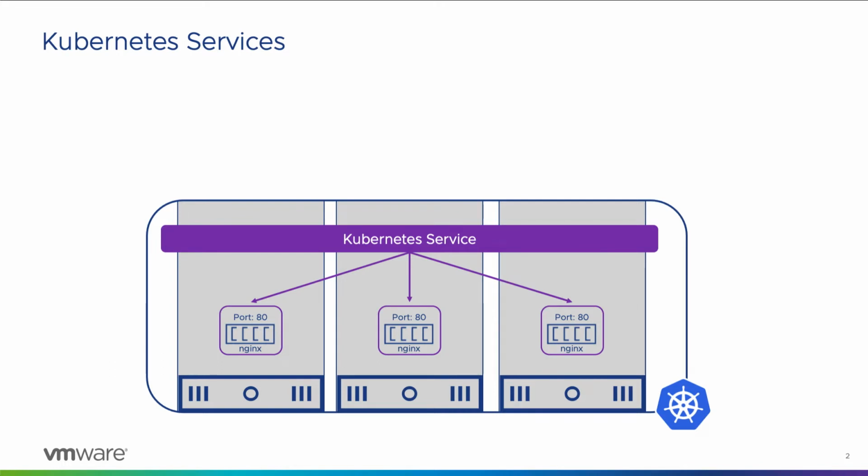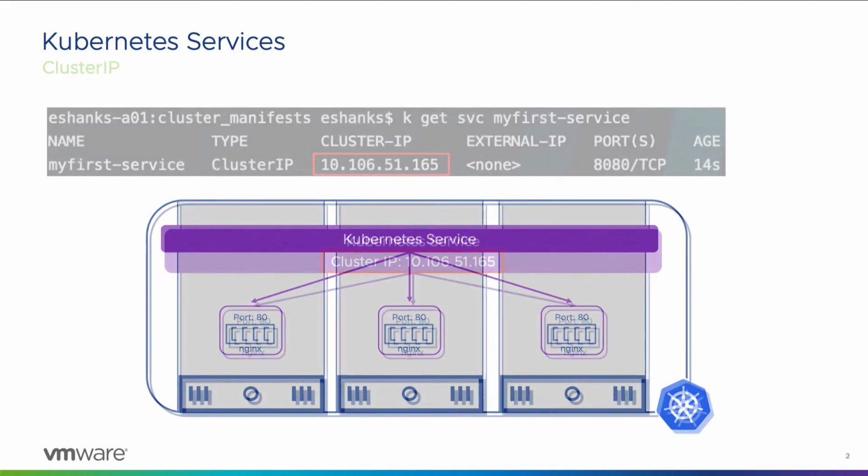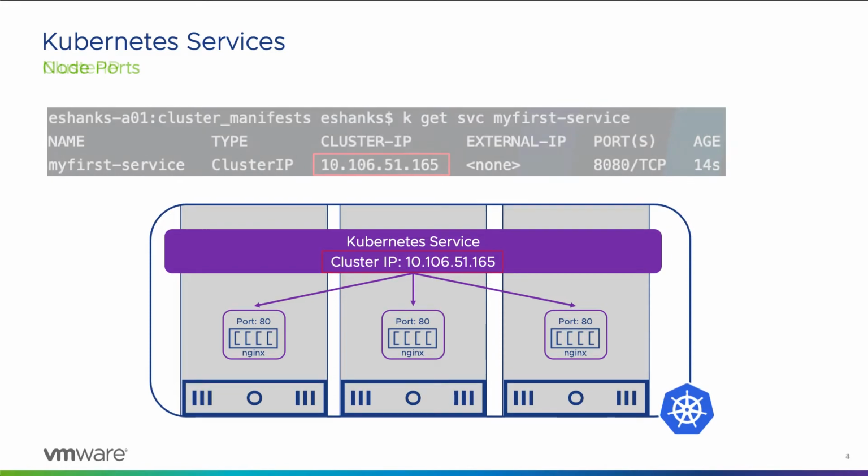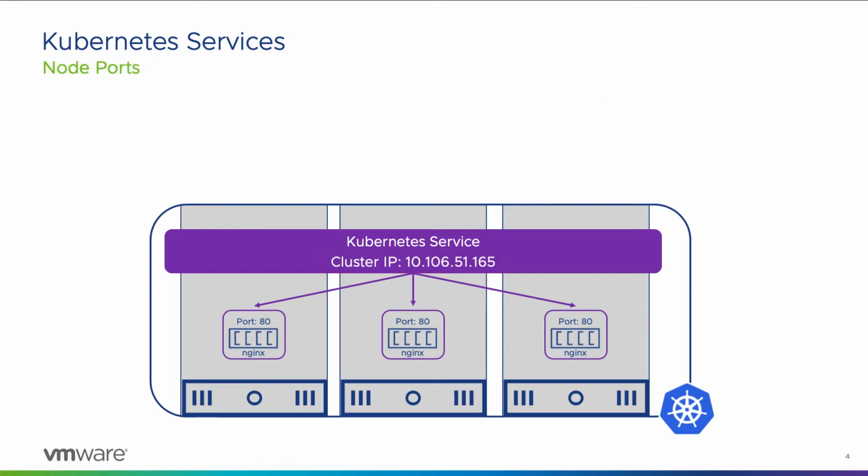When we did that, the Kubernetes service that was created got an IP address which we know as the cluster IP. When you run a kubectl get service command, the cluster IP is one of the fields listed, which you can see here. If we want to make this service accessible to clients outside our Kubernetes cluster, we have at least one other option.